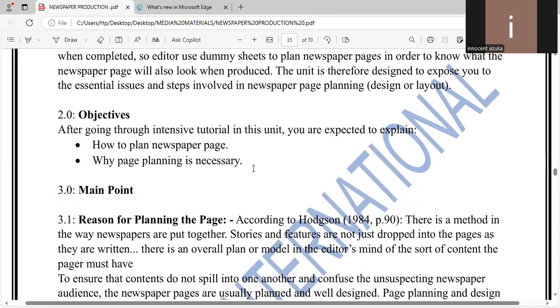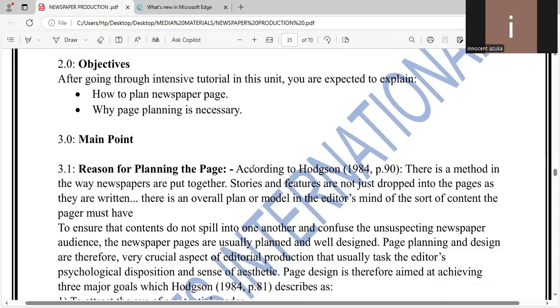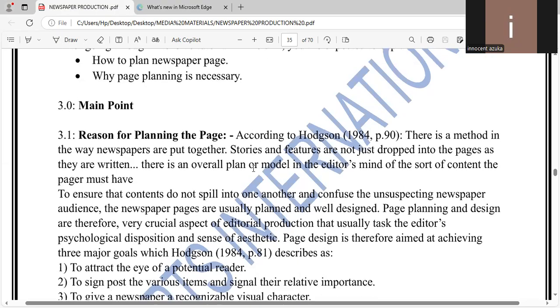So as we proceed, you must know the reason for planning the page. There is a method in the way newspapers are put together. There are ways in which newspapers are put together to ensure that contents do not spill into one another and confuse the unsuspecting newspaper audience.